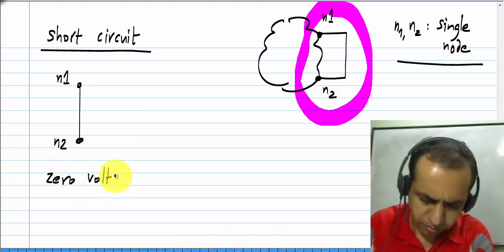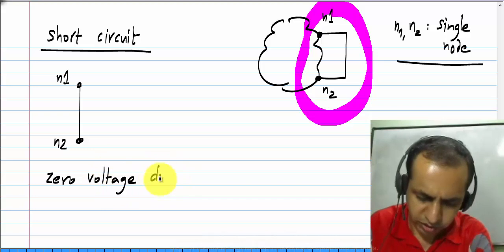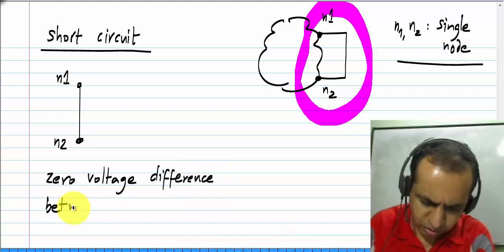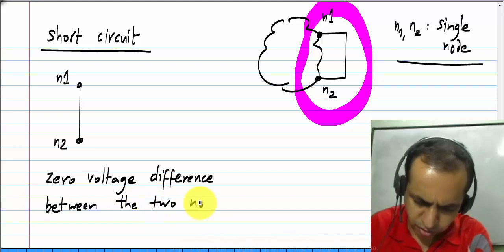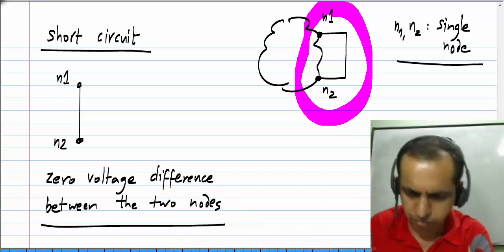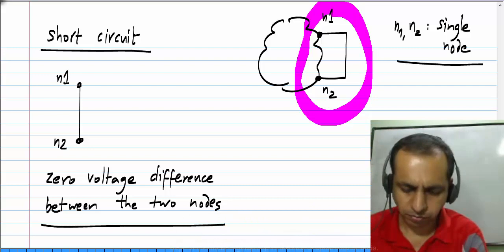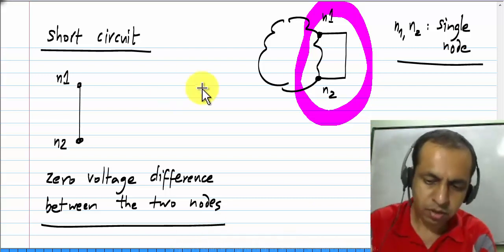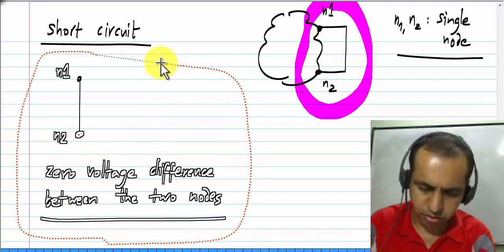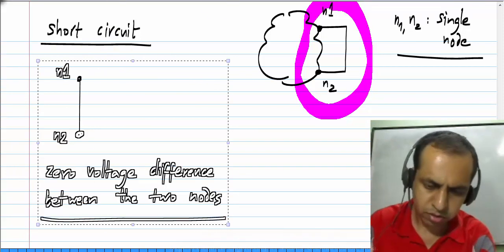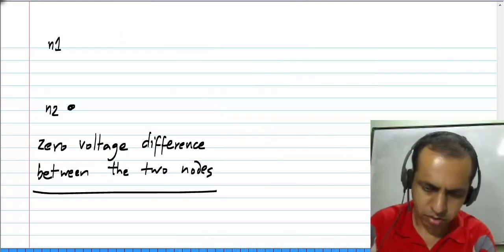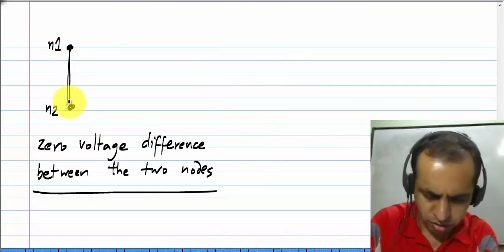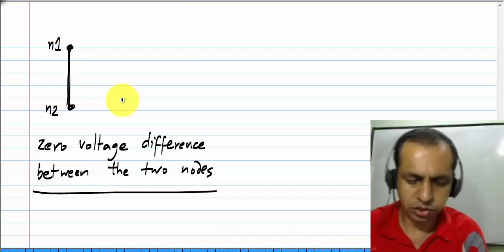So, what does a short circuit between N1 and N2 mean? It means that there is zero voltage difference between the two nodes. Zero voltage between these two nodes.